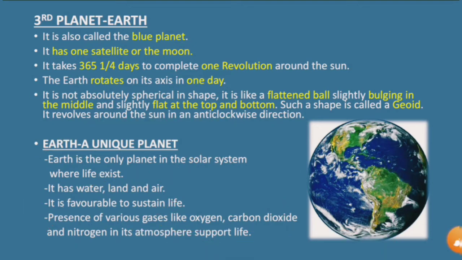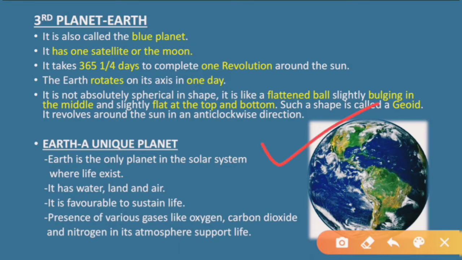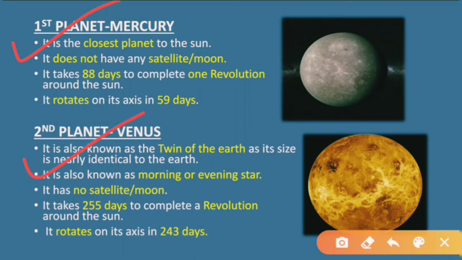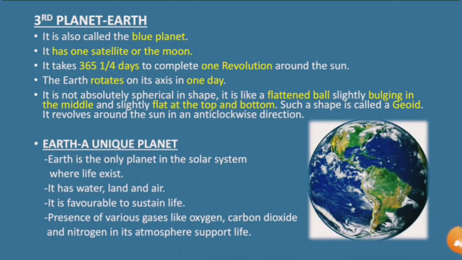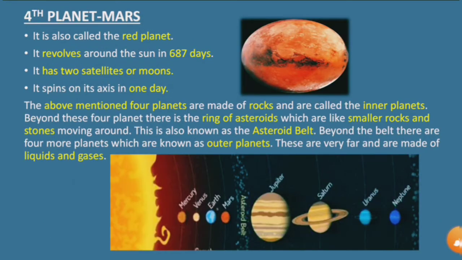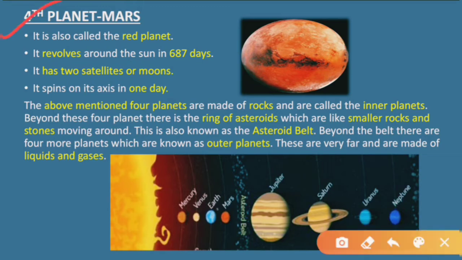You can see the picture of planet earth here. Now we have studied about the three planets, that is first planet Mercury, second planet Venus, third planet earth. Now we will move to the next planet, that is planet 4 Mars. It is also called the red planet.